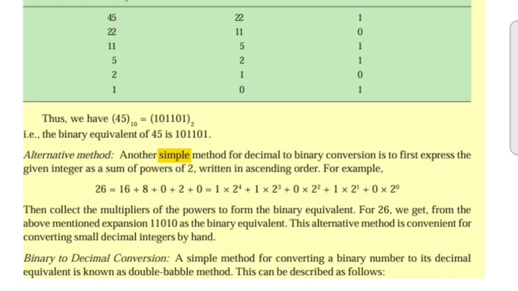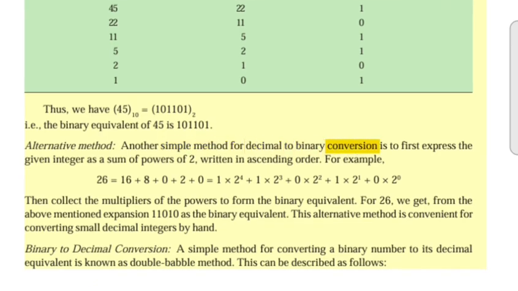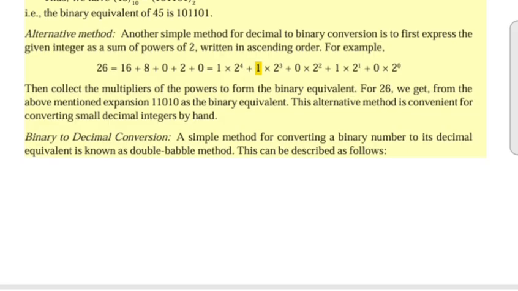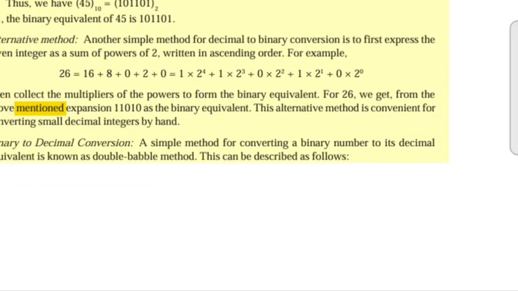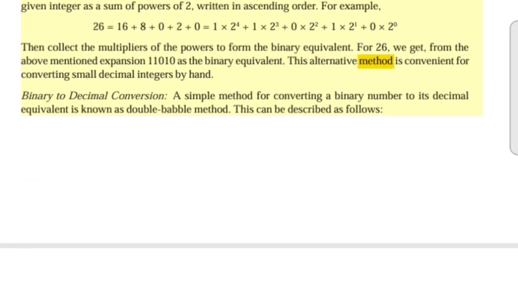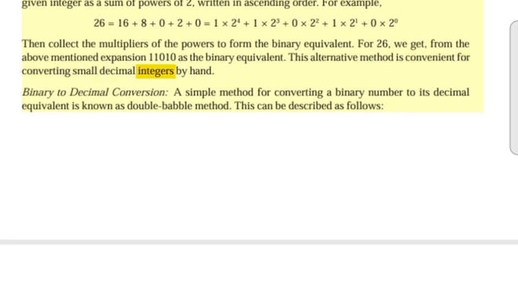Alternative method. Another simple method for decimal to binary conversion is to first express the given integer as a sum of powers of 2, written in ascending order. For example, 26 equals 16 plus 8 plus 0 plus 2 plus 0, which equals 1 times 2 to the 4th plus 1 times 2 cubed plus 0 times 2 squared plus 1 times 2 to the 1st plus 0 times 2 to the 0. Then collect the multipliers of the powers to form the binary equivalent. For 26, we get, from the above mentioned expansion, 11010 as the binary equivalent. This alternative method is convenient for converting small decimal integers by hand.